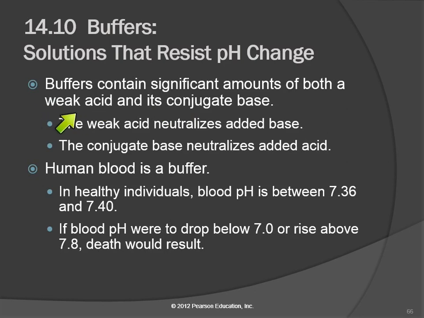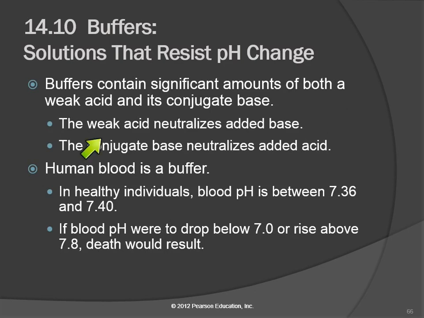So let's review what these things would be. A weak acid, by that we mean an acid that only ionizes a little bit. A strong acid goes completely into ions, and there's none of the original molecule left. A weak acid only ionizes a little bit. The conjugate base is what you have after the acid does what an acid does. Acids donate protons. So it gives up its proton, its hydrogen ion, and then you have the anion left, and that's the conjugate base. So in a buffer, you have significant amounts of both of these present.